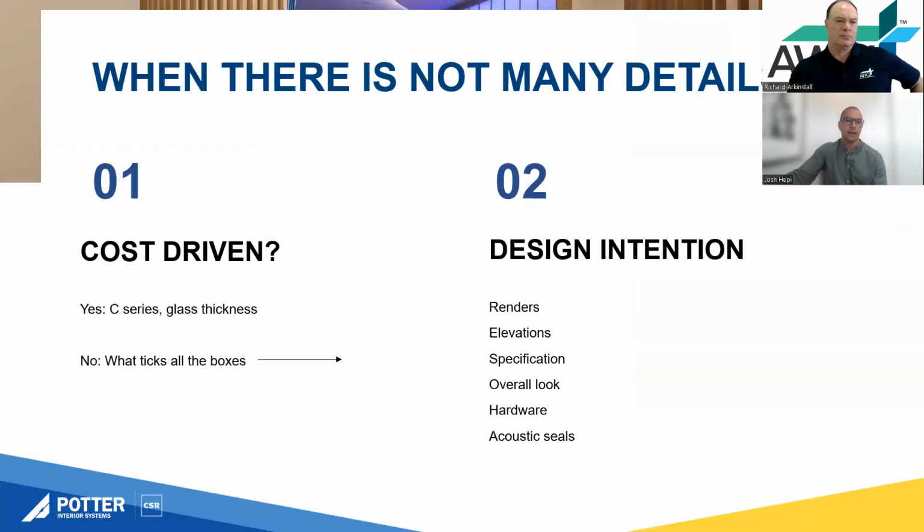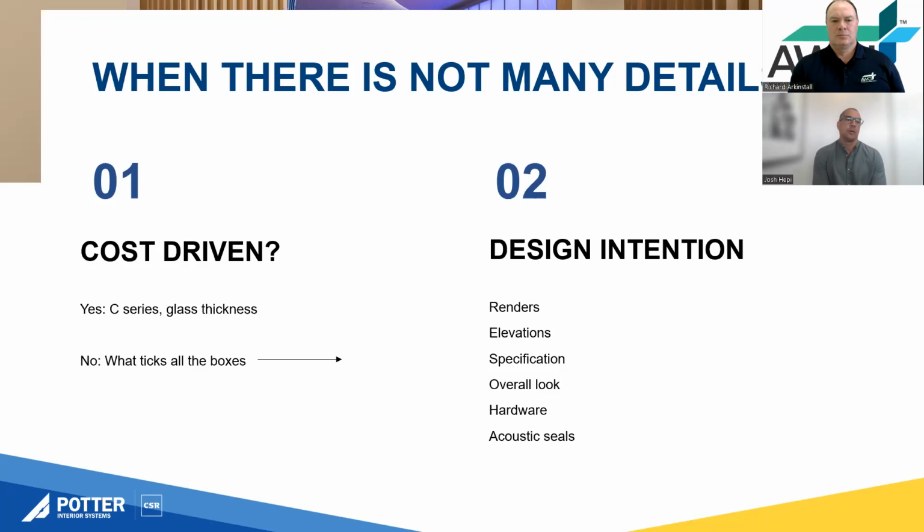And finally, what to do when there are not many details. Often I will get given something that's drawn on the back of a napkin, or something that's really unclear. The first thing to work out is: is this cost driven? If it is, then maybe we need to look at something like the C series and really reduce the glass thickness, where a lot of your cost is.